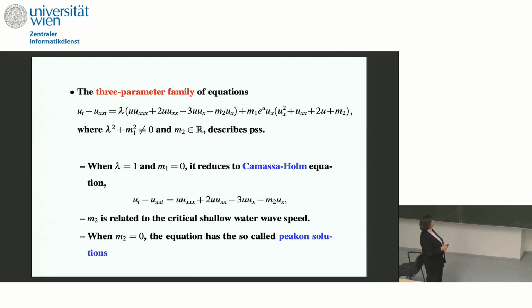So when lambda is equal to 1 and m1 equal to 0, it reduces to the Camassa-Holm equation. And m2 apparently is related to the critical shallow water wave speed. And when m2 is equal to 0, this equation has the so-called peakon solution.